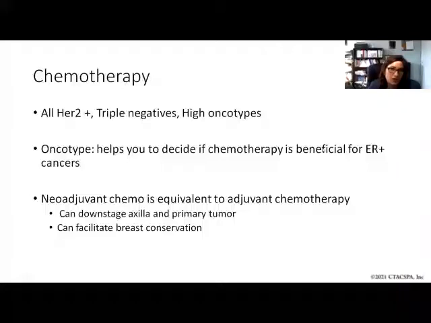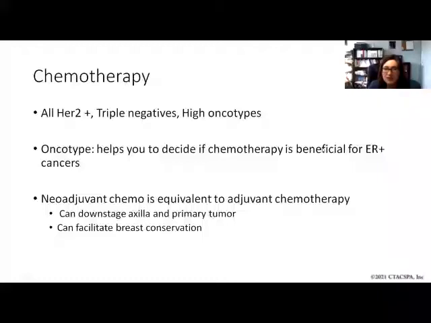So again, oncotype, you don't need it for triple-negative patients because it's not even actually used in those cases. You don't need it for HER2-positive patients because they get chemotherapy anyway. You need it in those cases where you don't know. So people who have node-negative disease, people who have high oncotype. They love to ask whether or not neoadjuvant chemo is the same as adjuvant chemo.